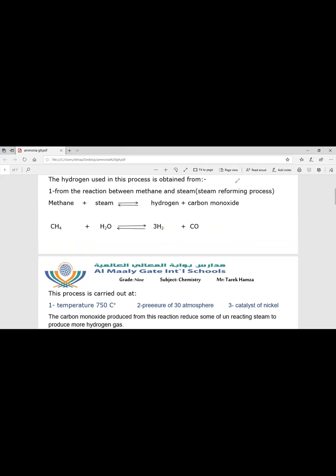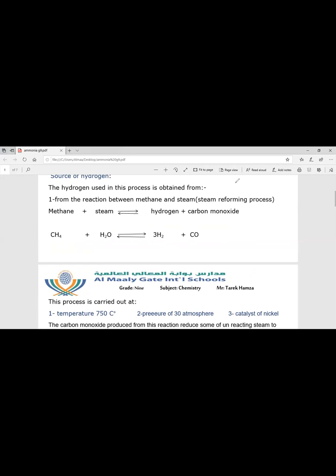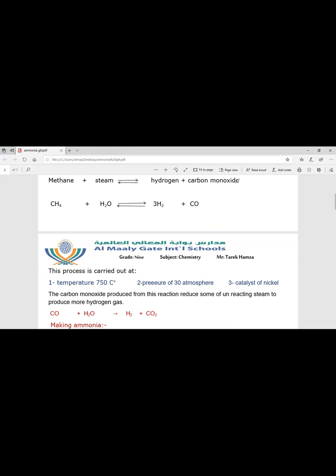Again, what is the meaning of catalyst? A catalyst is a chemical substance that enters the chemical reaction to increase or decrease the reaction rate without changing itself. So this reaction between methane and steam needs a catalyst: temperature at 750, pressure at 30 atmospheres, and the catalyst of nickel.